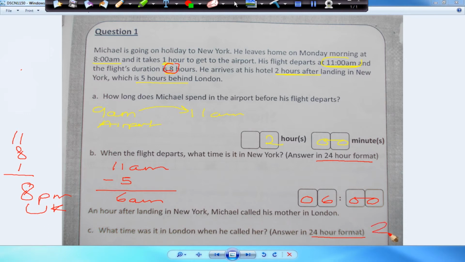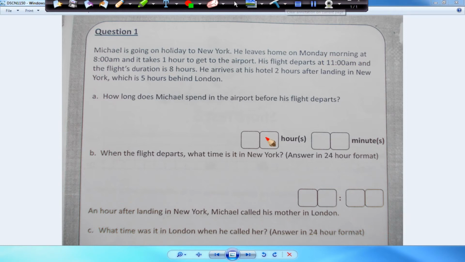So we get 2000 hours, they call it, or 2000 time. That's the time in London that he rang his mother from America. Done? Are you happy with that one? Good? Let's clear the board and move on to the next question.